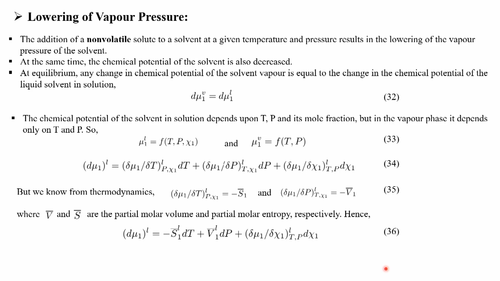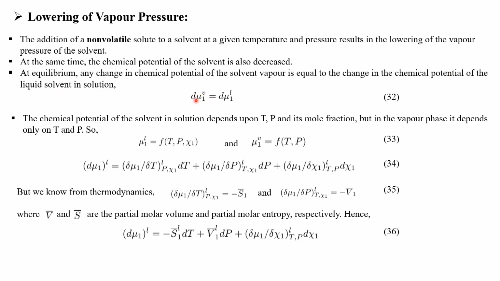Next, we discuss lowering of vapor pressure. The addition of a non-volatile solute to a solvent at a given temperature and pressure results in lowering of the vapor pressure of the solvent. At the same time, the chemical potential of the solvent is also decreased. At equilibrium, any change in the chemical potential of the solvent vapor is equal to the change in the chemical potential of the liquid solvent in solution.